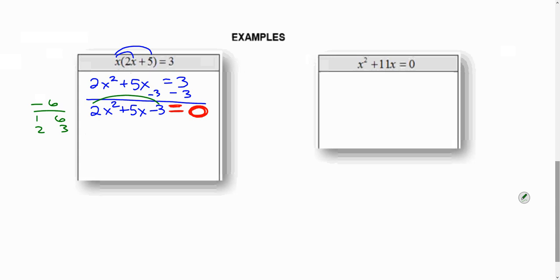So if I have a negative 6, that tells me that one has to be a positive and one has to be a negative. So that means it has to be this one. To make a positive 5, it would be negative 1 plus 6. So I use that to replace the 5x. So I have minus 1x plus 6x. Then I bring down the 2x squared and the minus 3.